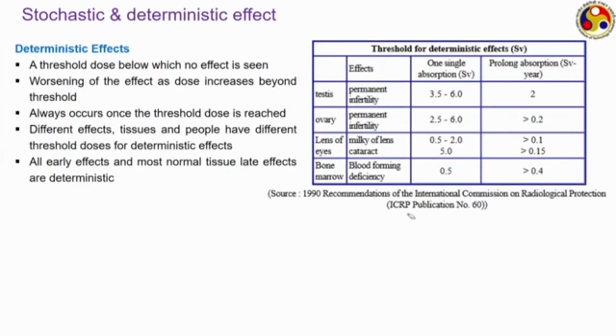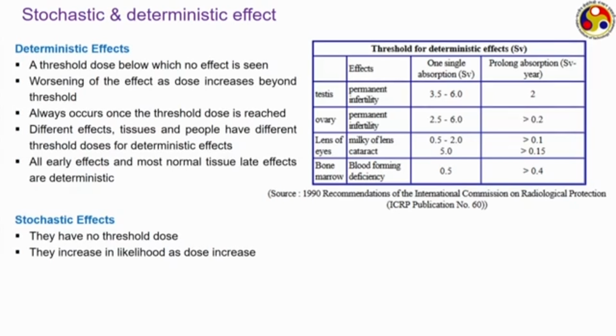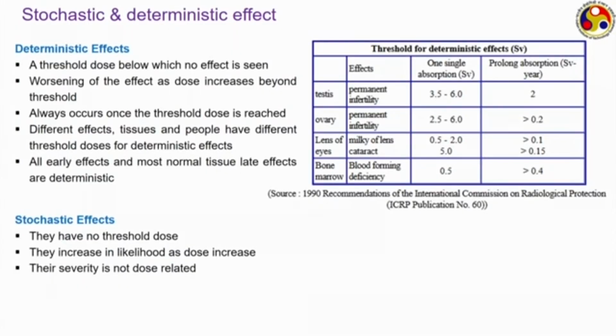Now, putting this in comparison with the stochastic effect, for stochastic effect there is no such threshold dose. So, stochastic effect, whether that will appear or not, that does not depend upon the magnitude of the radiation that the object is being subjected to. Rather, they are more likely with increase in the dose, or I can say that the severity of the stochastic effect does not depend upon the intensity of the dose, but as the dose intensifies, their appearance is more likely. So, we can't say that for this particular dose this kind of stochastic effect is going to appear or not, but of course they are more likely.